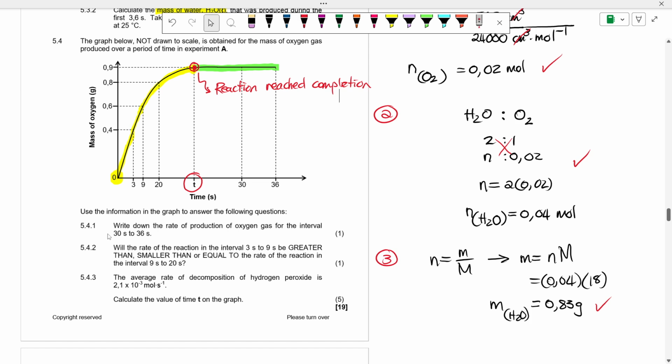Question 5.4.1, write down the rate of production of oxygen gas for the interval 30 seconds to 36 seconds for 1 mark. And you don't need to calculate when they say write down. What is the rate of production of oxygen gas between 30 and 36 seconds? C. And the reaction has reached completion. Yes. So I think the answer is C.